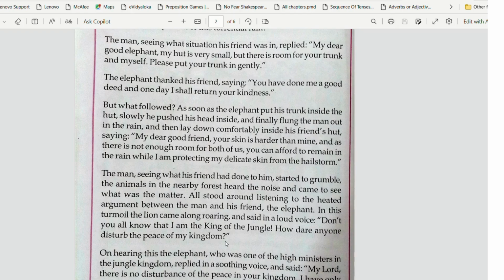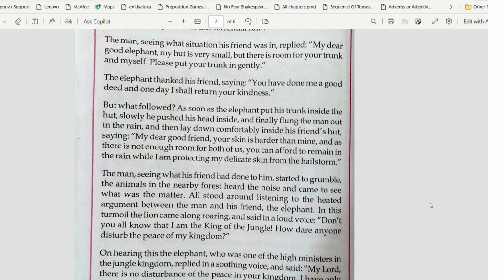The elephant put his trunk inside the hut, then he pushed the head inside, and then finally threw the man out in the rain. So this is what the Europeans had been doing with the Indians or Africans. First, they entered the country on a friendly basis just to do some kind of trade or something, and then they overpowered the whole country. So in this case, as you can see, the elephant represents all these European powers, whereas this man represents the colonial countries.